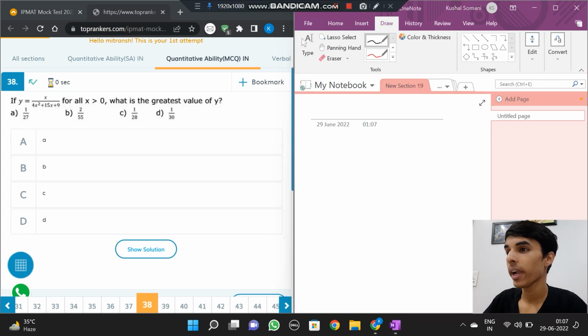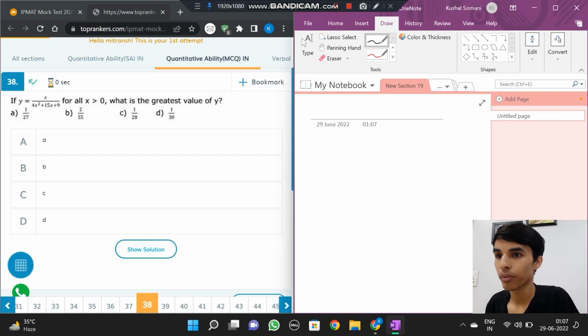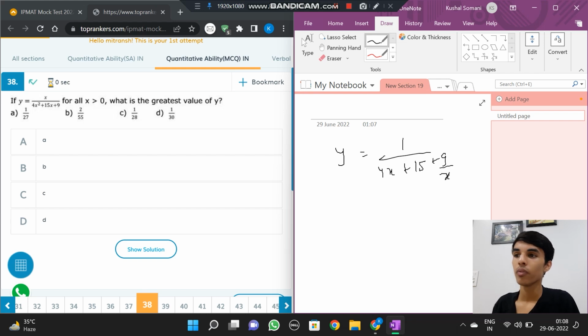So it says that if y is equal to x upon 4x squared plus 15x plus 9 for all x greater than 0, what is the greatest value of y? Since x is positive, we can divide both the numerator and denominator by x. We'll get y is equal to 1 upon 4x plus 15 plus 9 by x. We did this so that we get a fixed value in the numerator, and now we just have to make changes in the denominator to get the maximum value of y.